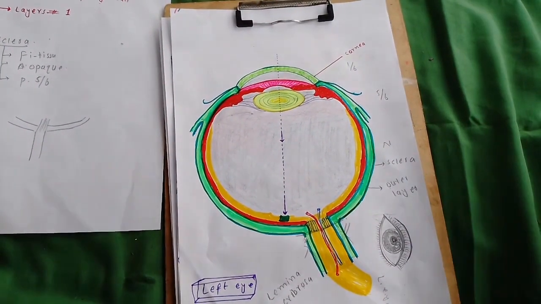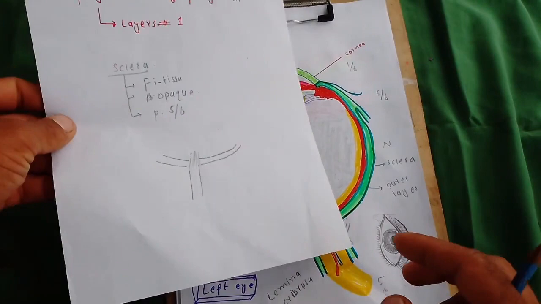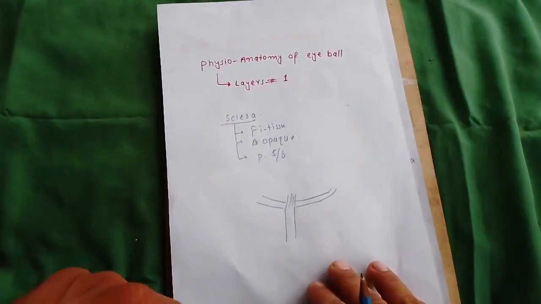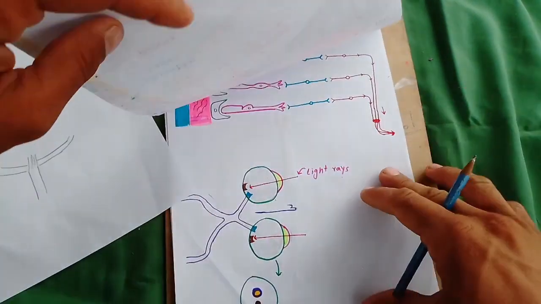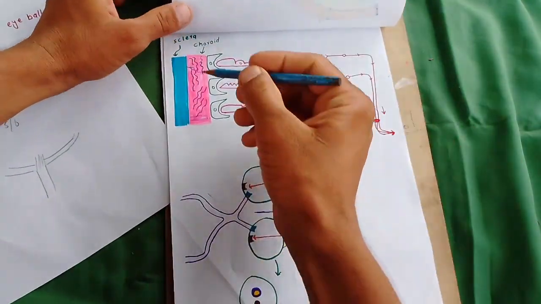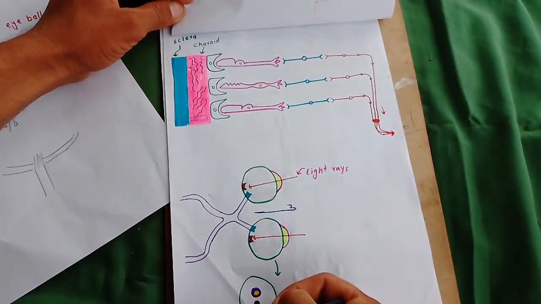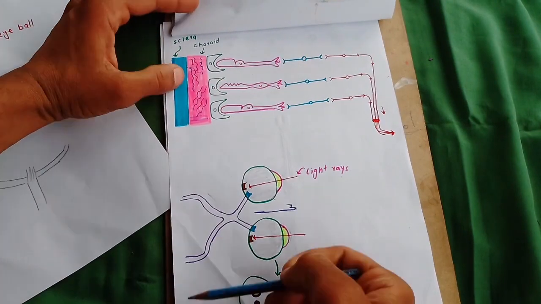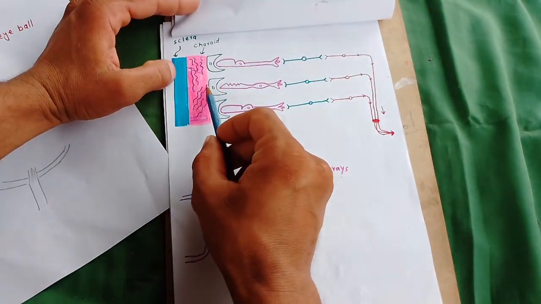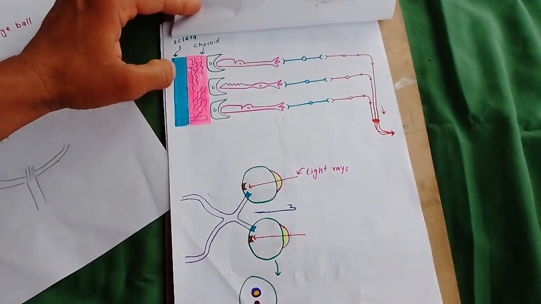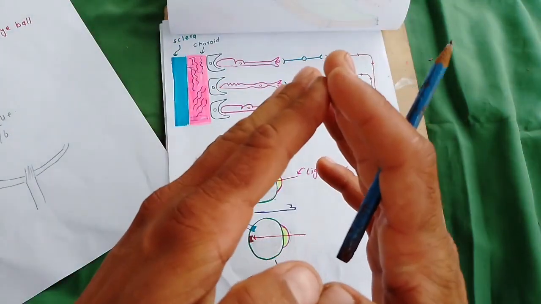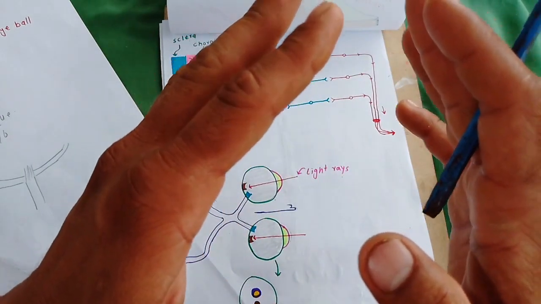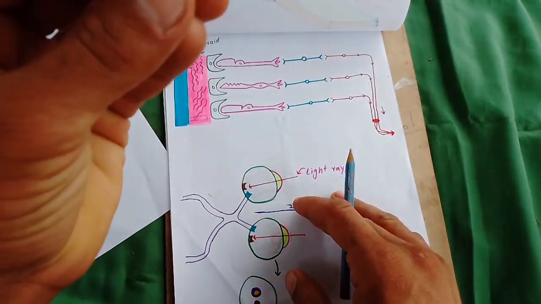Okay, students, again, the middle layer. The middle layer is the vascular layer. As we know, this is the sclera, in another section this is the sclera, this is the choroid, and this is the retina. So what is the middle layer? The middle layer is the nutritional layer.